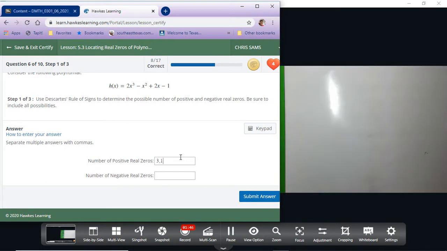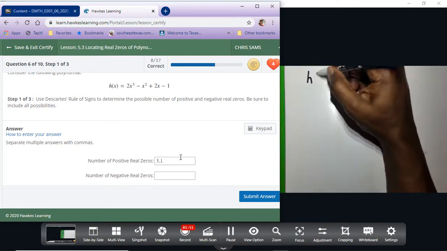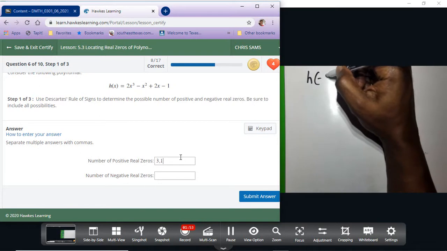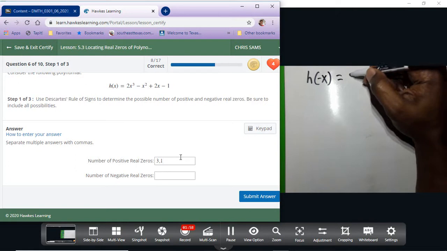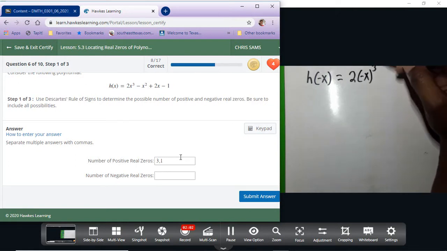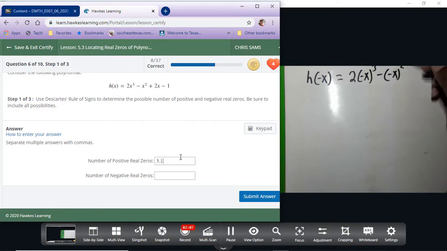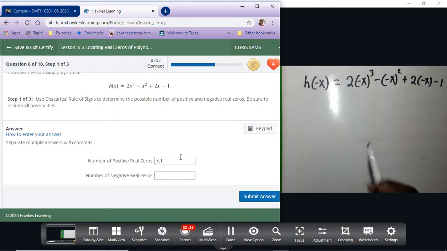When we do the negative, we are going to be looking at the negative of this function, or rather negative x. So we're going to plug in the negative x. So we have 2 negative x to the third, minus negative x squared, plus 2 negative x, and then minus 1.